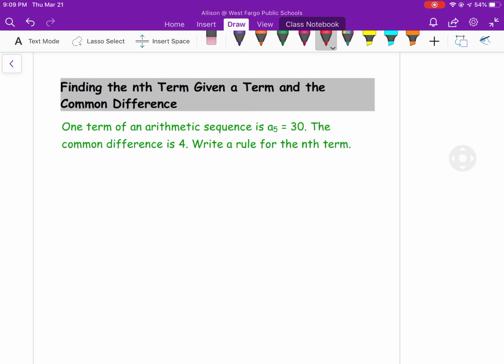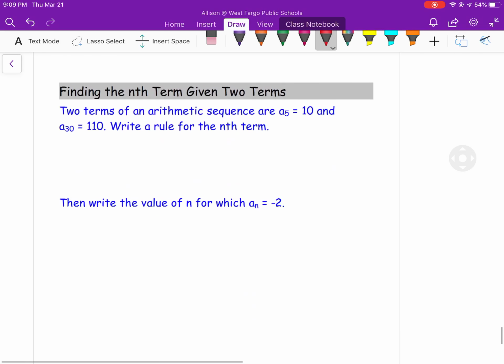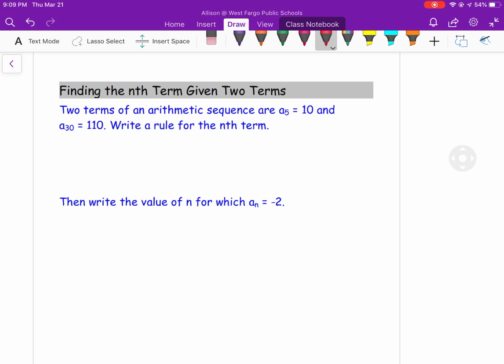That's the same thing we just did, so I'm going to go on just for time. Finding the nth term given two terms. So two terms of an arithmetic sequence are: the 5th term is 10 and the 30th term is 110. Write a rule for the nth term. Then write a value for n for which a sub n equals negative 2.